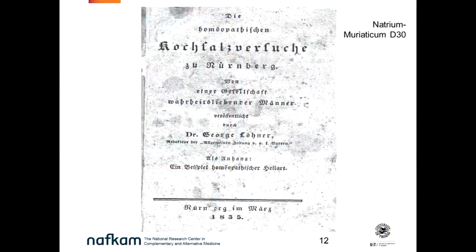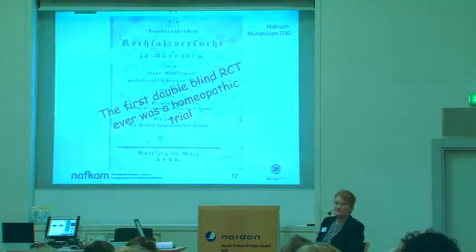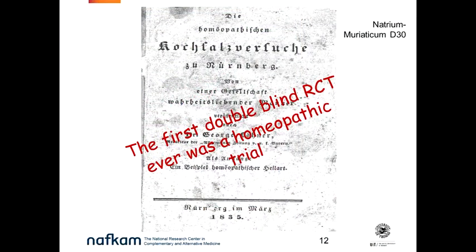And this is something, I'm not sure that you can read that. I say that's German. Die homöopathischen Kochsalzversuche zu Nürnberg von einer Gesellschaft der wahrheitsliebenden Männer veröffentlicht durch Dr. Georg Löhner. This is the homeopathic Kochsalz, this was Natrium muriaticum, D30, from Nürnberg, from the Society of Truth-Loving Men, published. The interesting thing is that it's the first double-blind, randomized, controlled trial, and it was a homeopathic trial.